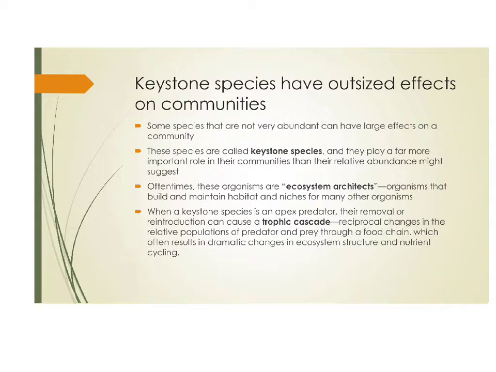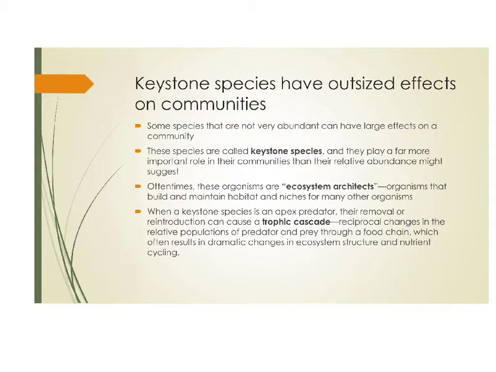Keystone species have outsized effects on communities. We've started talking about keystone species previously, but we're going to formalize it here. Some species that are not very abundant in actual numbers can still have very large effects on a community structure. These species are called keystone species, and they play a far more important role in their communities than their relative abundance might suggest. Oftentimes, these organisms are what we consider ecosystem architects or ecosystem engineers. These are organisms that build and maintain habitat and niches for many other organisms.